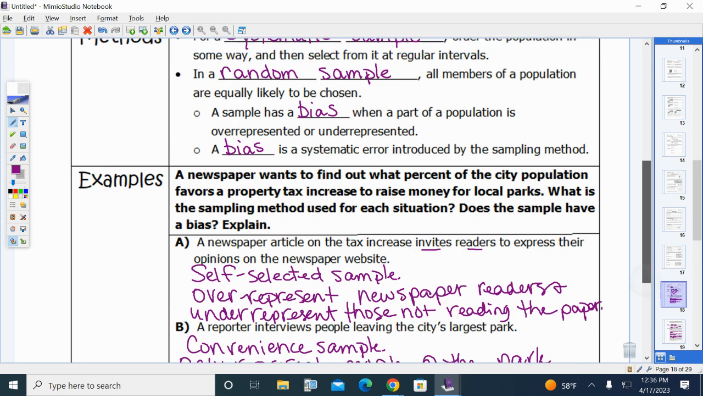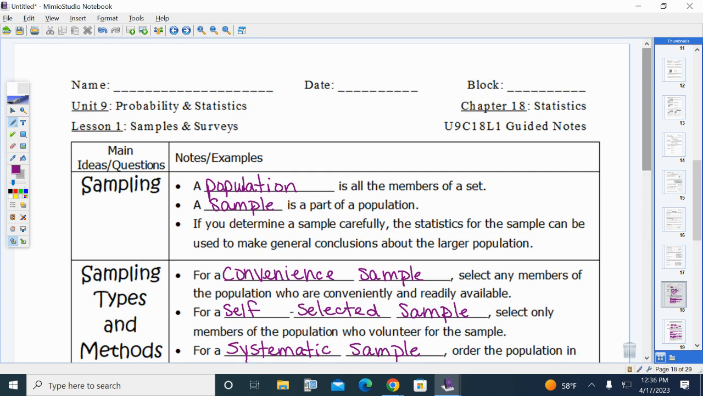Okay, so there's a lot of vocabulary included in this lesson. Please make sure that you take some time to go back and look at and study all of the vocabulary.